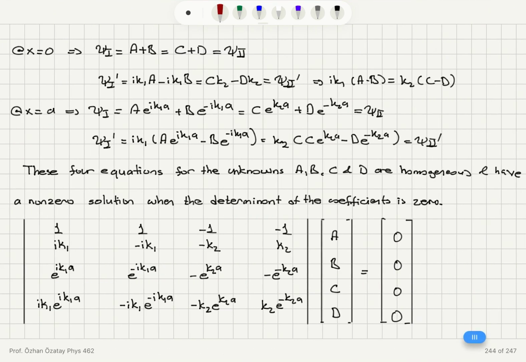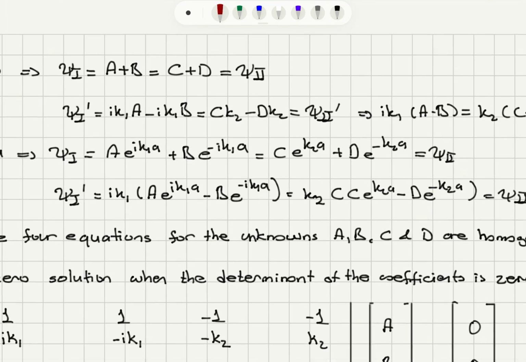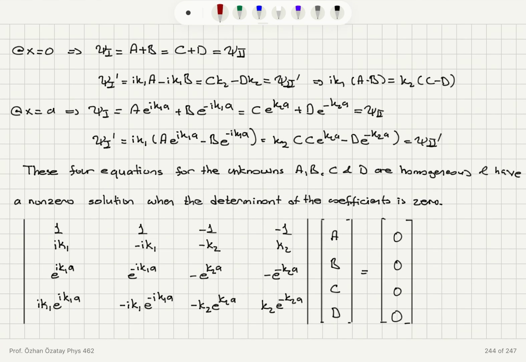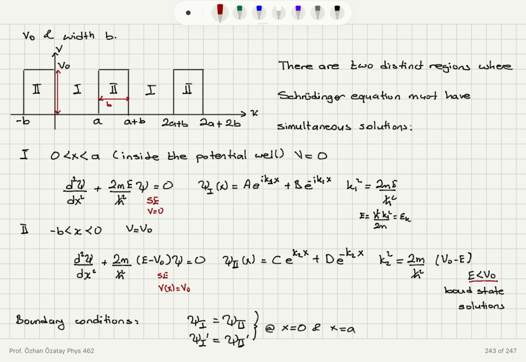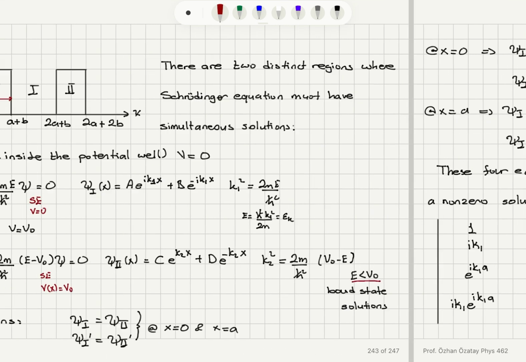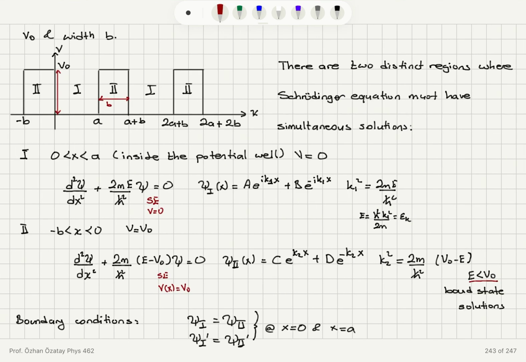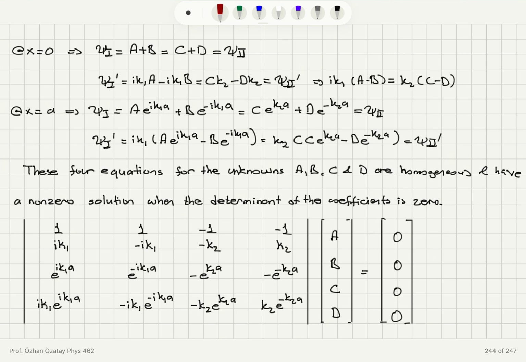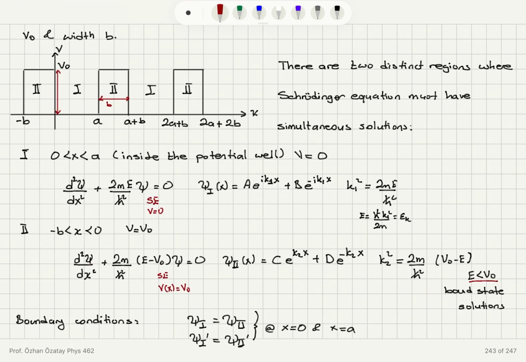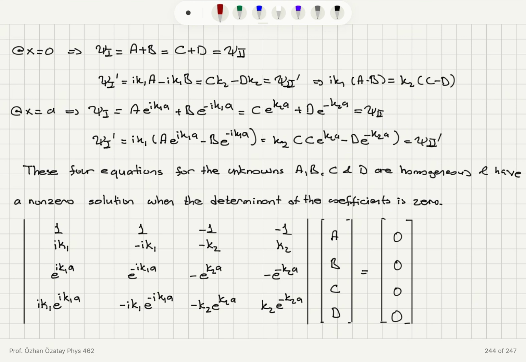x equals a. So if we write down these conditions at x equals 0, a e to the ikx plus b e to the minus ikx becomes a plus b, and c e to the kx plus d e to the minus kx becomes c plus d. So a plus b is equal to c plus d. When we take the derivative of a e to the ik1x, we will get ik1a, and for b e to the minus ik1x, we will get minus ik1b, because we're substituting x equals 0, so e to the x gives us e to the 0. And for the second region, we will have k2c minus k2d. So we will obtain ik1(a minus b) is equal to k2(c minus d).